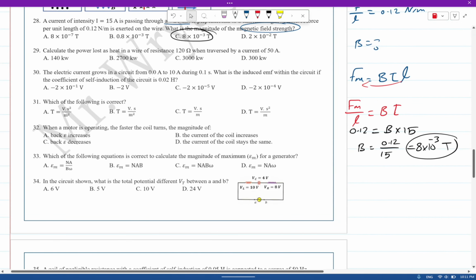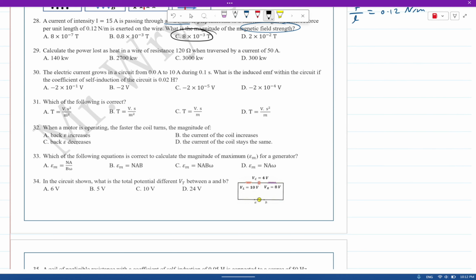Question 29 says calculate the power lost. Now, whenever it comes to power loss, it's easy because the equation for power lost is obviously known. It says of a wire of resistance, so this is the resistance, traversed by a current, so this is the current here. What is it equal to? We know that power loss is equal to current squared times the resistance. The current that we have is 50, so 50 squared times the resistance. The resistance is 120 ohms.